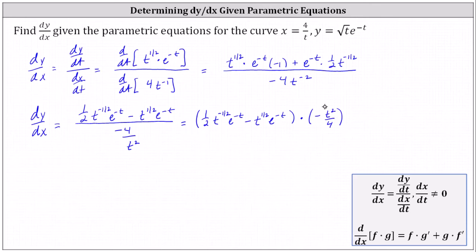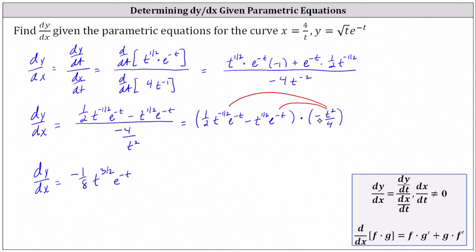And now let's determine the two products. 1/2 t^(-1/2) e^(-t) times -t²/4 is going to be -1/8 t^(3/2), because t^(-1/2) times t² equals t^(3/2), since when multiplying we add the exponents. And then we still have a factor of e^(-t).